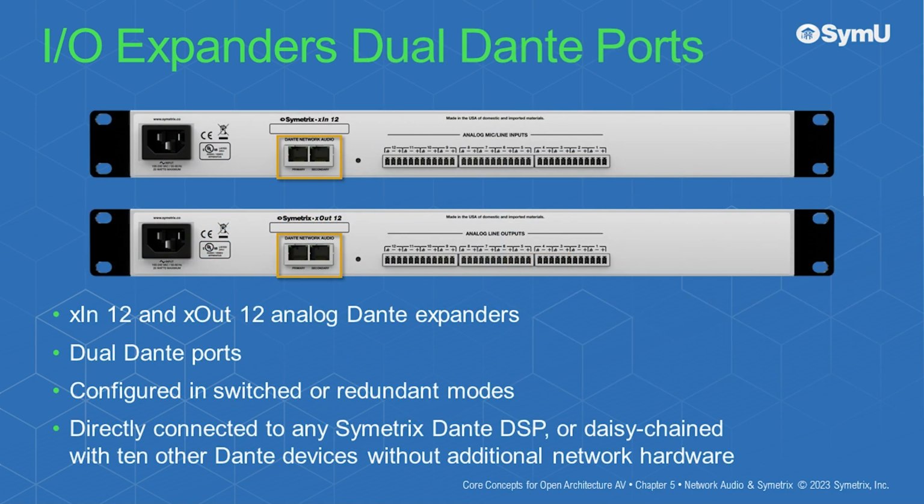The XN12 and XOUT12 analog Dante expanders have dual Dante ports and can be configured in either switched or redundant modes. Because they have dual Dante ports, they can be directly connected to any Symetrix Dante DSP, or they can be daisy-chained with up to 10 other Dante devices without additional network hardware.